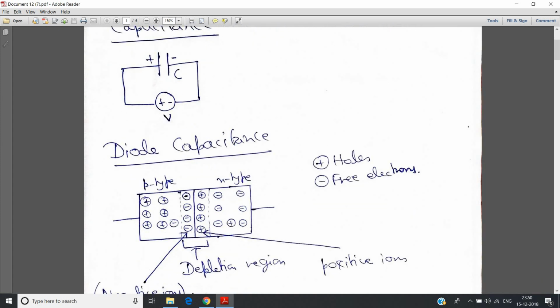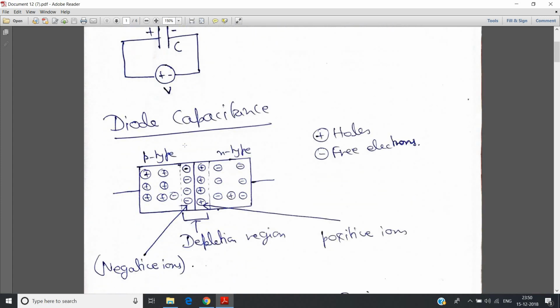Now, what is diode capacitance? This thing you also know before going to the detailed discussion of MOSFET capacitance. Basically, you already studied diode capacitance in detail in your analog electronic circuit course. So just a quick recap.